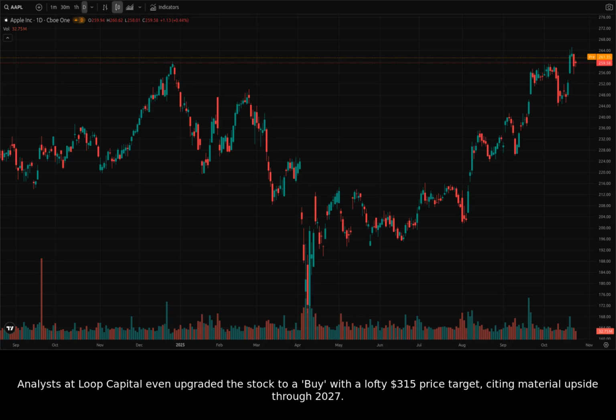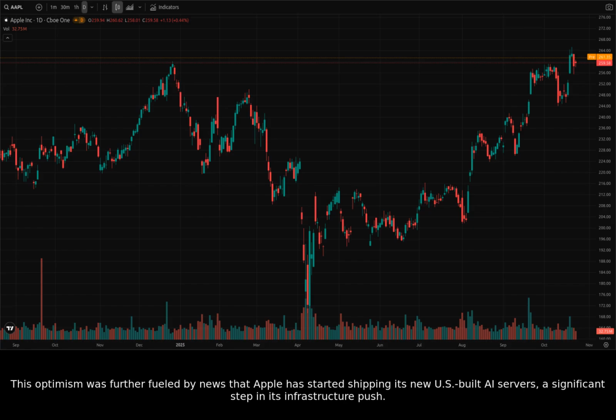Analysts at Loop Capital even upgraded the stock to a buy with a lofty $315 price target, citing material upside through 2027. This optimism was further fueled by news that Apple has started shipping its new US-built AI servers, a significant step in its infrastructure push.